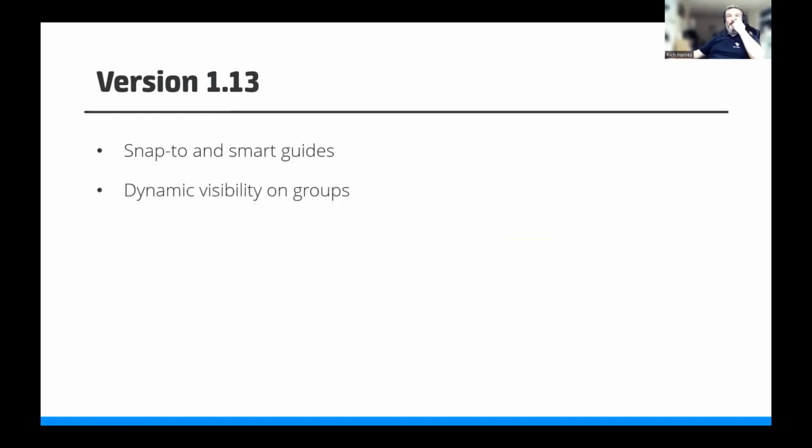We also added the ability to do dynamic visibility on groups. Prior to 1.13, you had to specify your logic for showing and hiding components on individual components. Now, you can select multiple components, group them up, and apply dynamic visibility to that group. So you can start doing some more complicated showing and hiding of components.